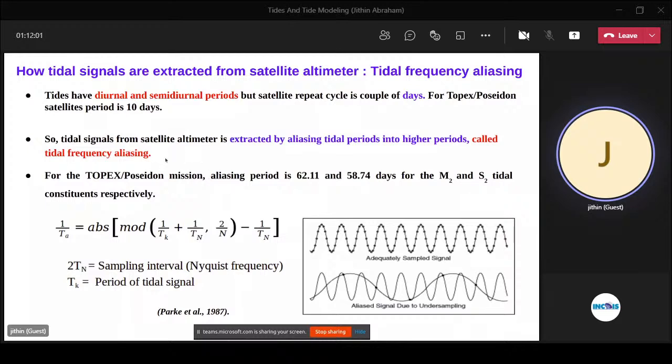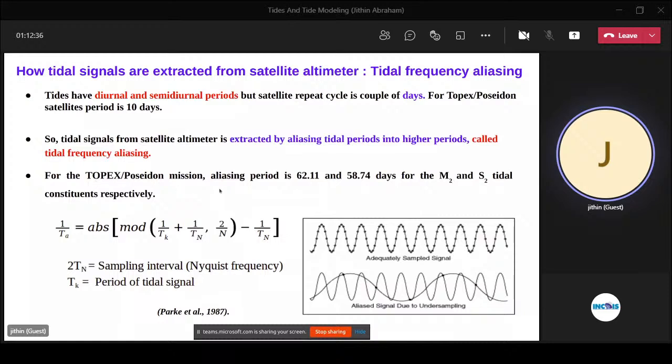To overcome these limitations, a method called tidal frequency aliasing is used to extract the tidal elevation from the satellite data. So we can alias the short period tidal period into a long period. This image gives the pictorial representation of frequency aliasing. So this method is known as frequency aliasing.